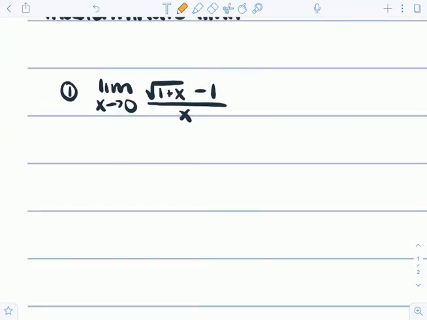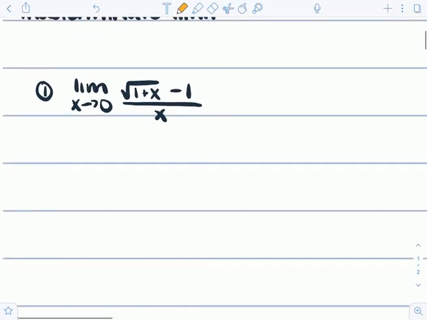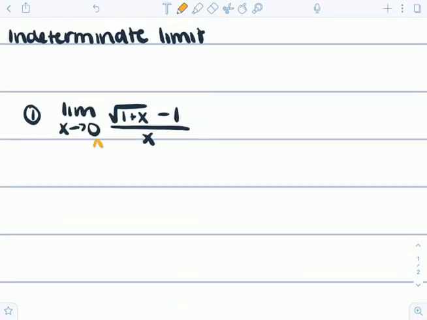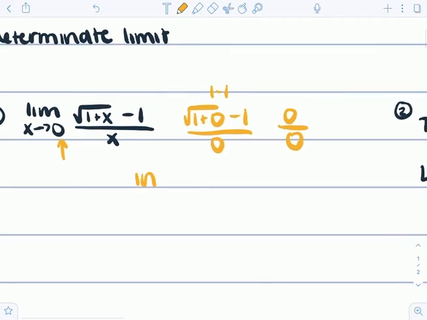So let's start. For this one, we need to first determine that it's indeterminate. Ooh, tongue twister. To do that, we have to plug in the number that x is approaching, and what we want to get y to. In this case, it's 0. If we plug in 0, we get 1 plus 0 minus 1 over 0. That's just 1 minus 1, 0 over 0. And so that is indeterminate.